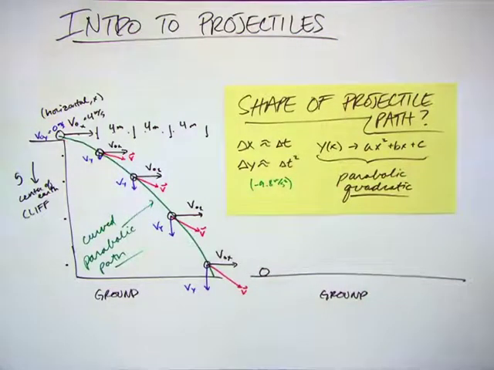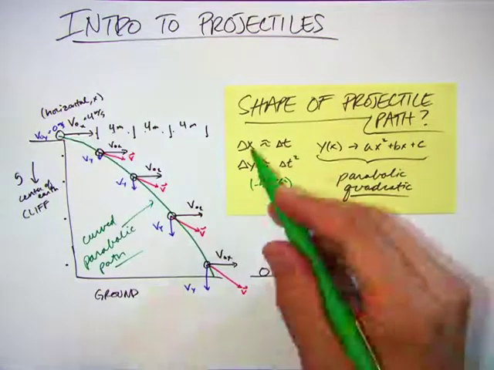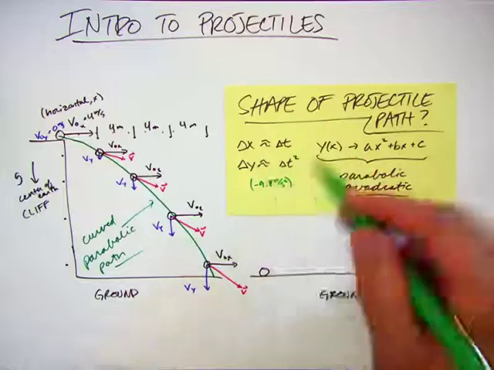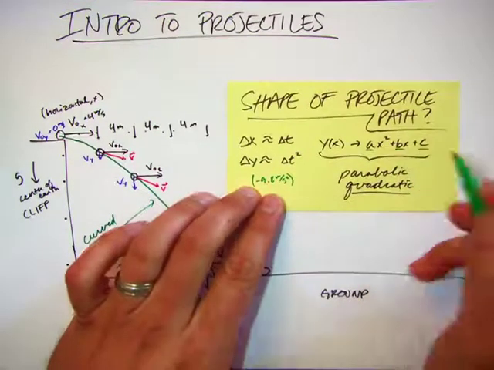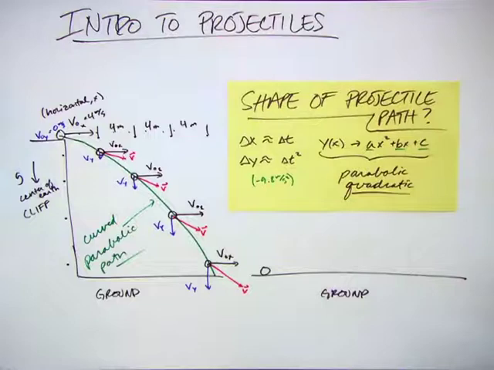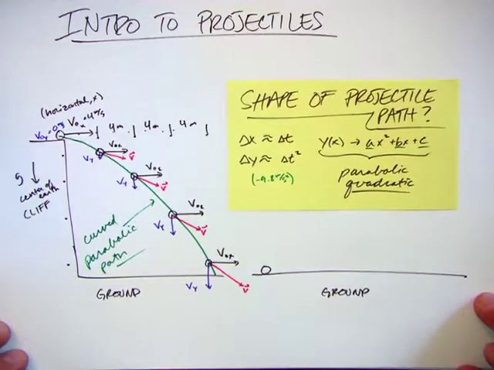So if I did the algebra and I wrote y as a function of x, so I combine these into a single equation, what I would get is the parabolic form of the quadratic equation, which takes a parabolic shape when you plot it. So that's why my projectile takes a parabolic path through the air.